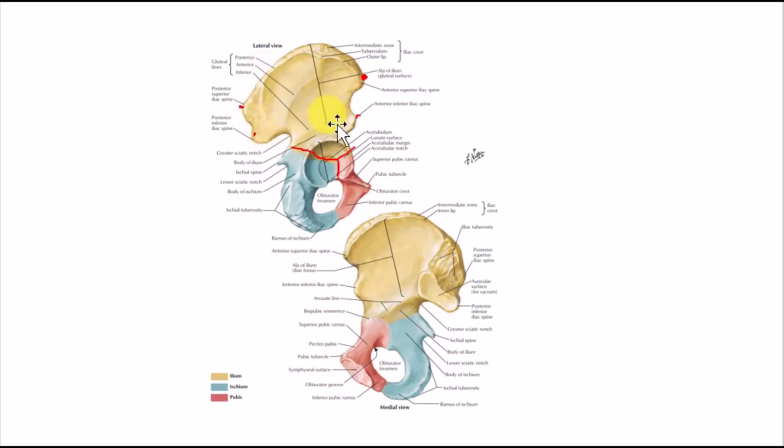And this surface is the gluteal surface, and you can appreciate the three gluteal lines. This is the posterior gluteal line, this is the anterior gluteal line, and this is the inferior gluteal line. This surface is the iliac fossa, and this surface is the sacropelvic surface, and in between the two there is the medial border, and this prominence is known as iliopubic eminence.